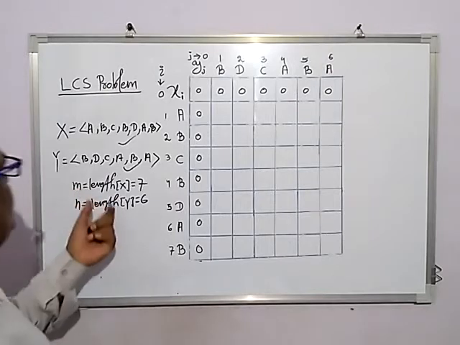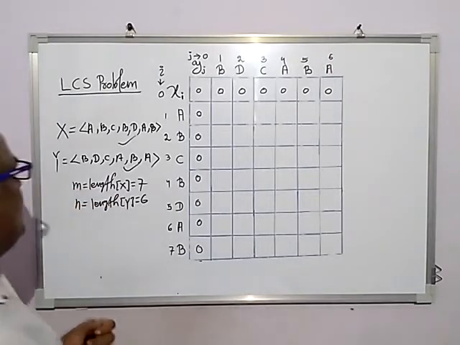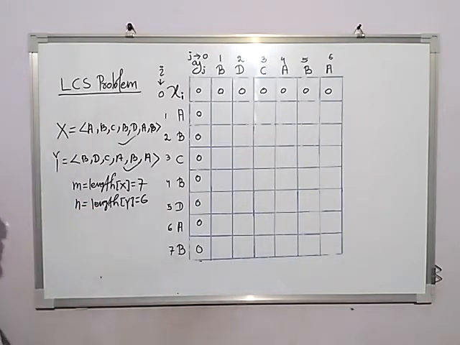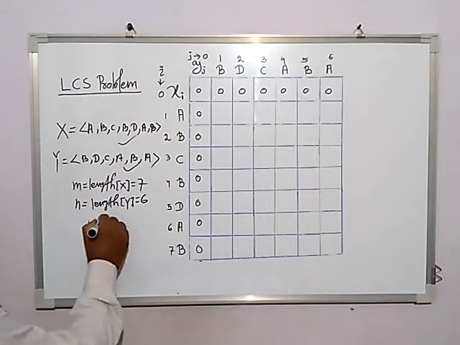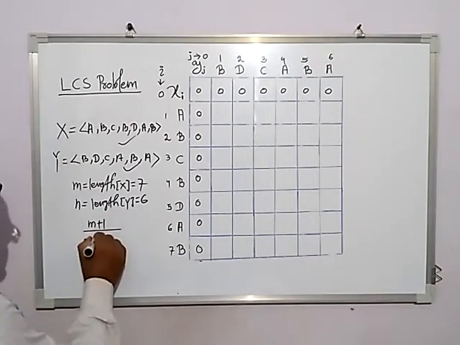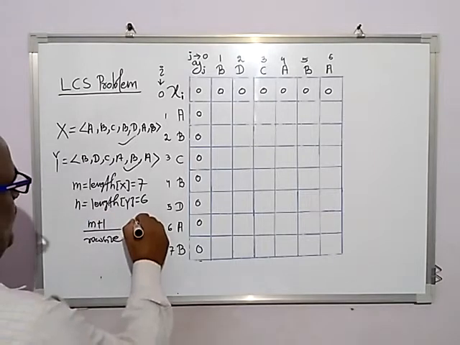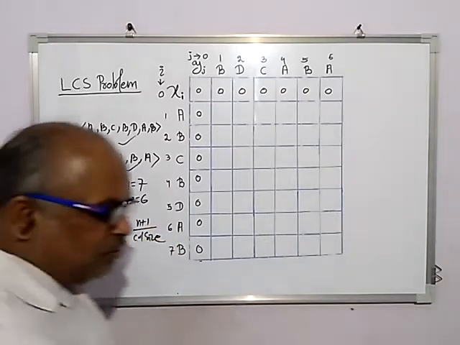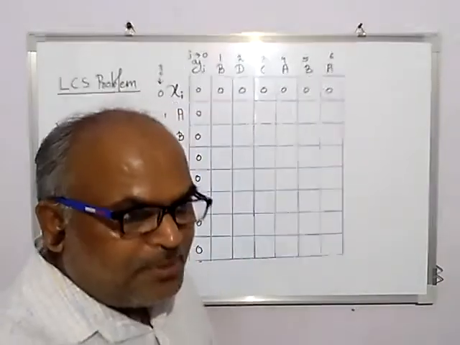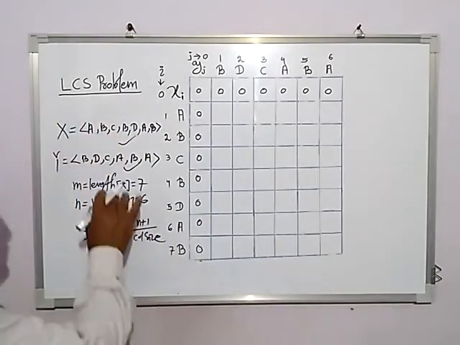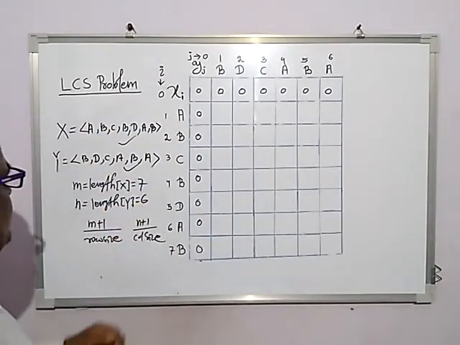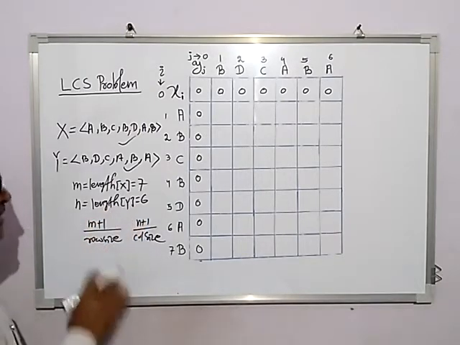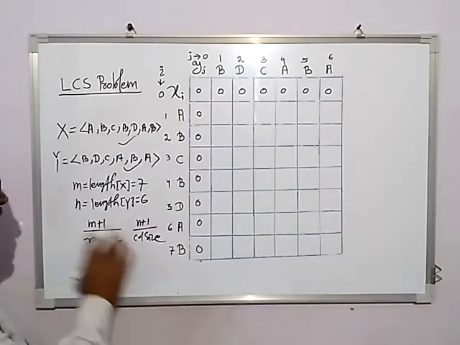Since the first sequence length is 7 and the second sequence length is 6, to solve this problem we have to use a table whose row size equals M plus 1, and the column size will be N plus 1. So you have to remember how to create the table, or what the table size will be. First find out the length of the first sequence; the first sequence length plus 1 will be the row size, and the second sequence length plus 1 will be the column size.